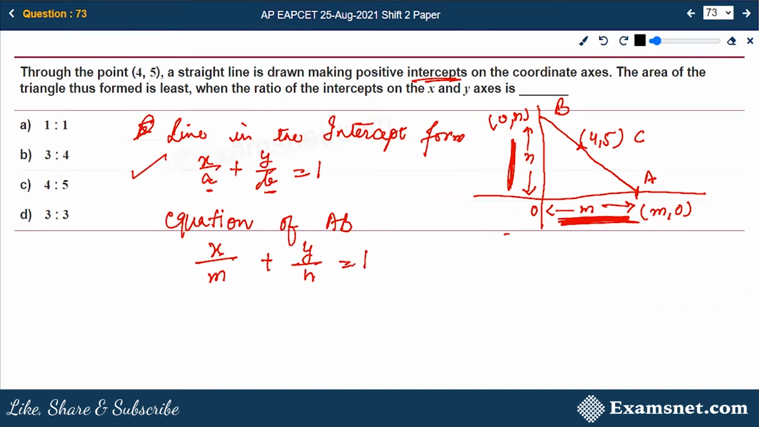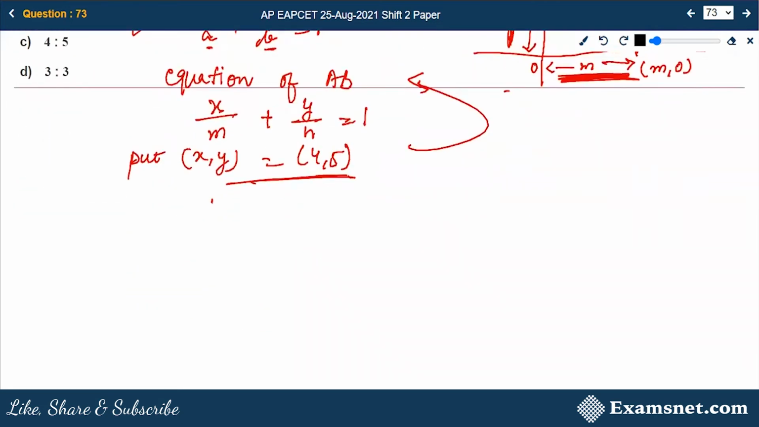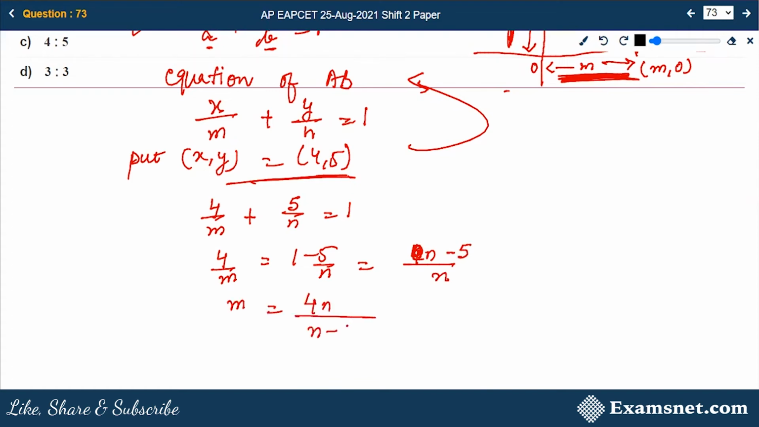Also, you are given that this line has point C on it. Therefore, we can put x, y as 4, 5, because this point lies on AB. So this will become 4 upon M plus 5 upon N is equal to 1. 4 upon M is equal to 1 minus 5 upon N, which gives 4 upon M is equal to N minus 5 upon N. So M will be equal to 4N upon N minus 5. This is the value of M.